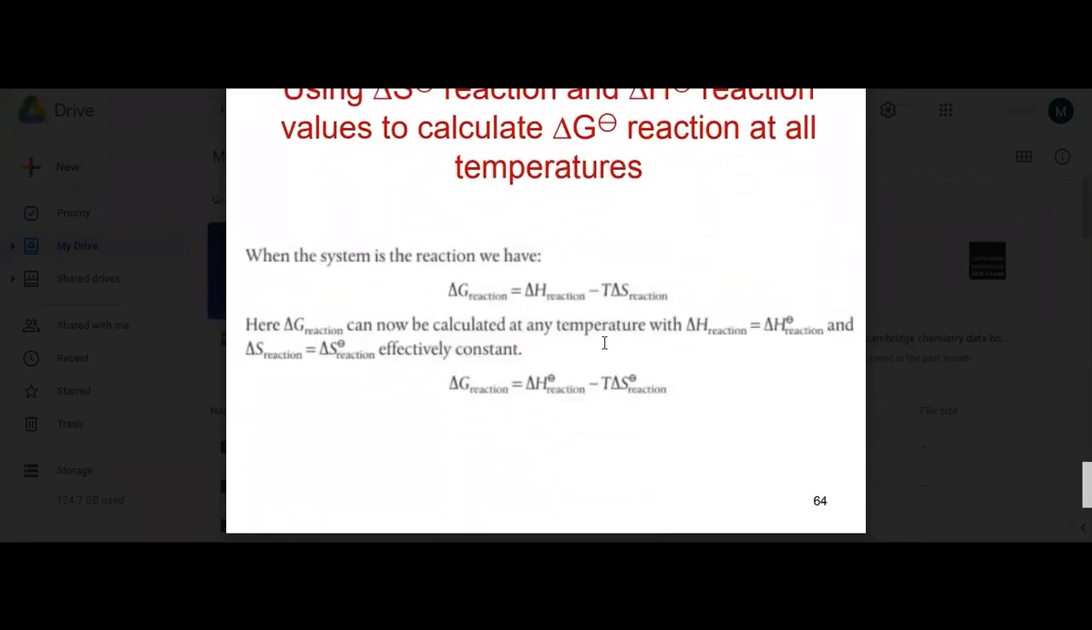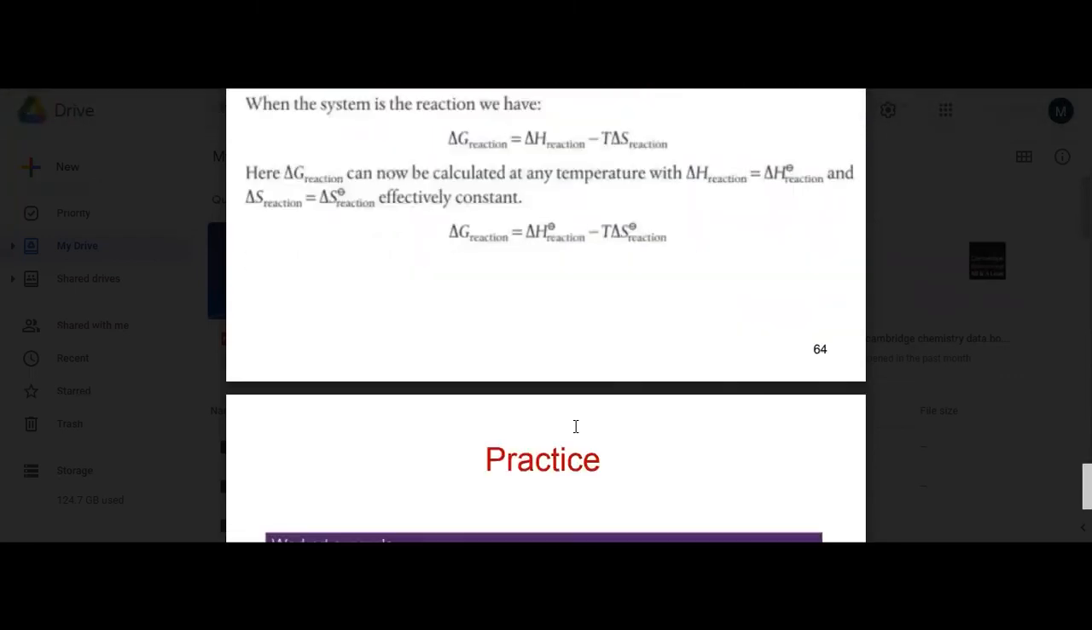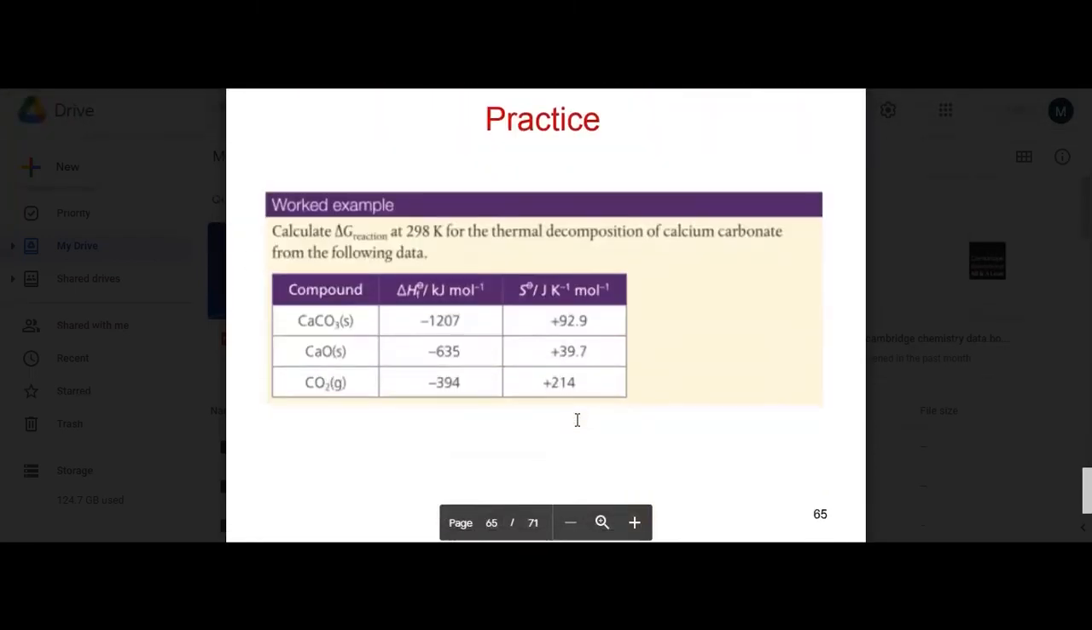Okay, so we already discussed all about the system. Now we'd like to see the delta G of reaction. Actually, the delta G of reaction is equal to delta H of reaction minus T delta S of reaction. This is exactly the same as the delta G of the system, but you just need to change the word system to reaction. So once again, delta G equals delta H minus T delta S. And now I have this question.